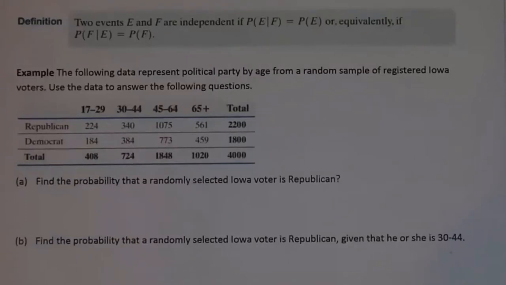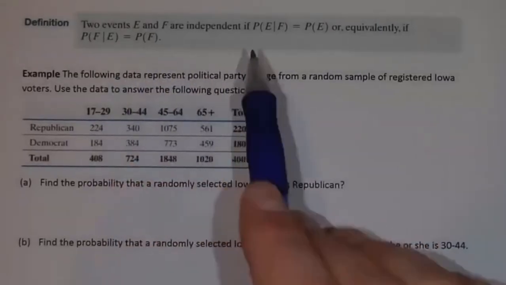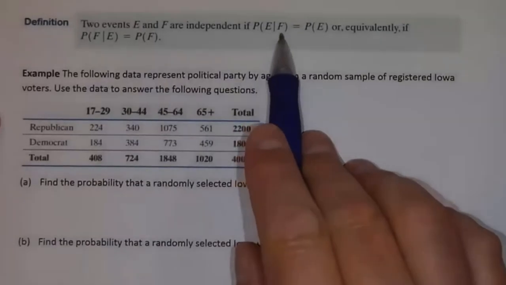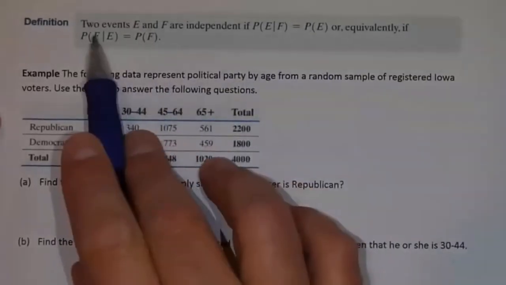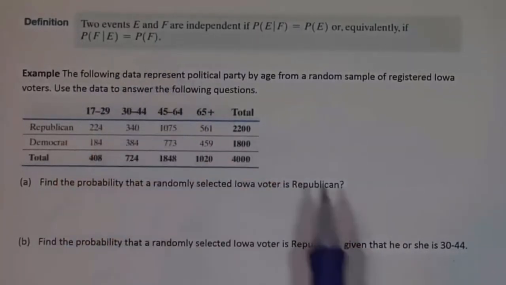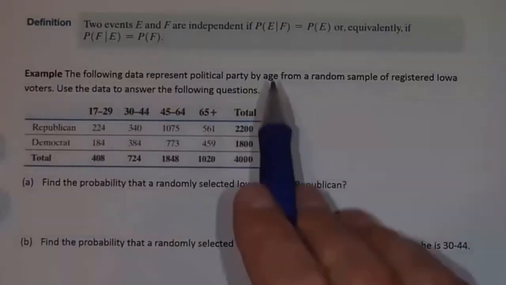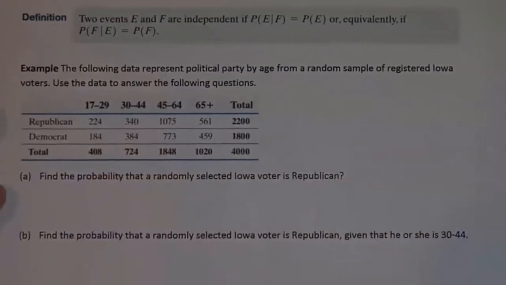But if it's not obvious whether two events are independent or not, we can check by looking at this probability. If I find the probability of E given F, and that's the same as the probability of E in the first place, or if I find the probability of F given E and that's the same as the probability of F in the first place, then that would mean that the two events are independent. But if these things don't equal each other, then E and F are not independent.